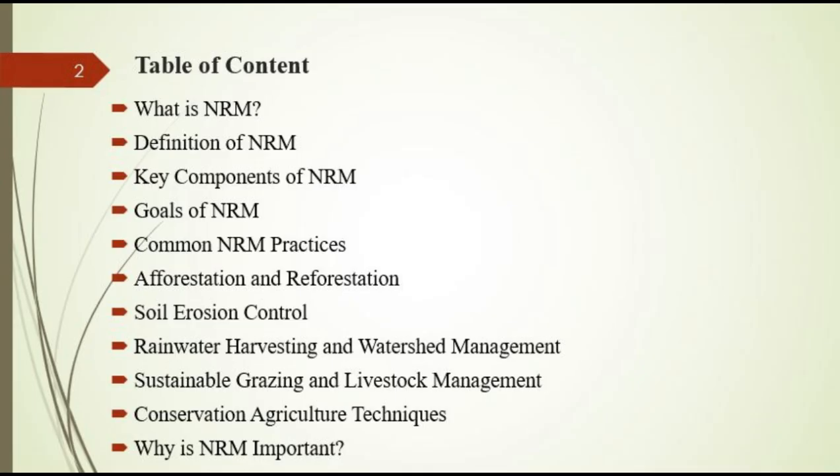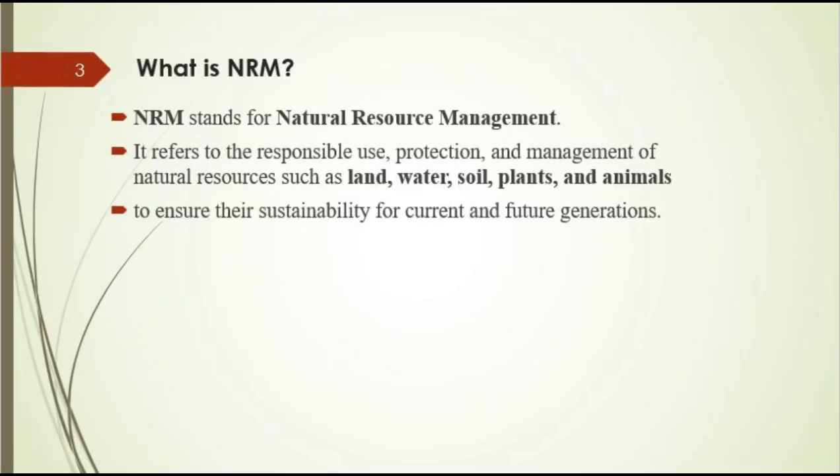What is NRM? Definition of NRM. Key components. Goals. Common practices. Afforestation and reforestation. Soil erosion control. Rainwater harvesting and watershed management. Sustainable grazing. Conservation agriculture. Importance of NRM. By the end of this lecture, you should understand how sustainable management of natural resources benefits agriculture, the environment, and society.